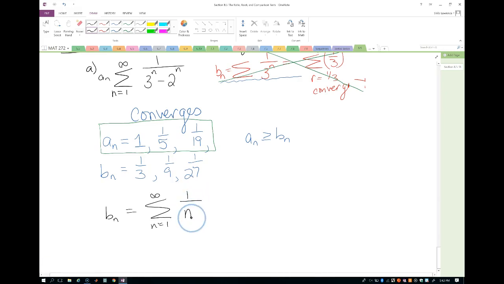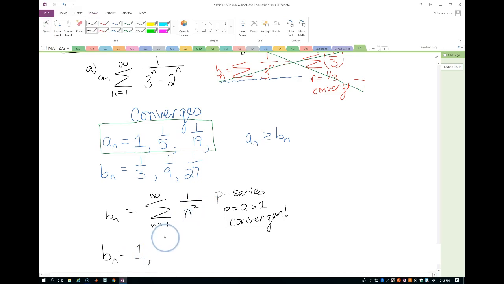So the next one I'm going to try is 1 over n squared. I know that this is a convergent p-series because of the format it's written in. We've got a p-value of 2, and we said anytime p is greater than 1, the series would be convergent. And if we compare these values with ours, when you plug in 1, you're going to get 1. That's okay. They're allowed to be equal.